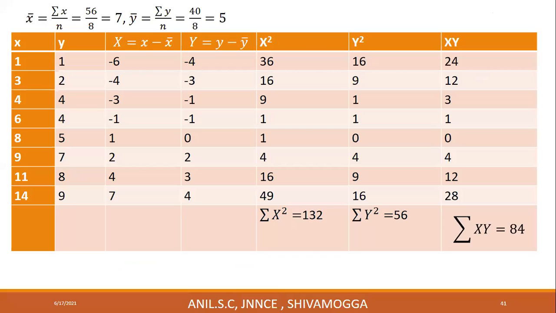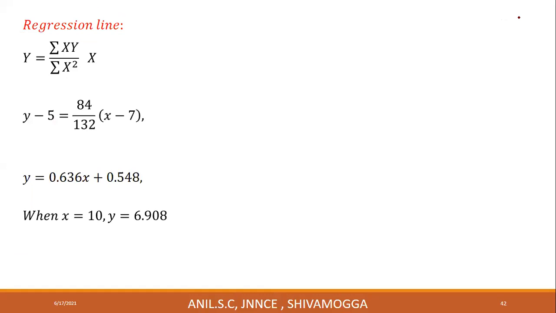Summation x is equal to 56 and summation y is equal to 40. X square 132, Y square 56 and XY 84. This is the table and this is the calculation part.